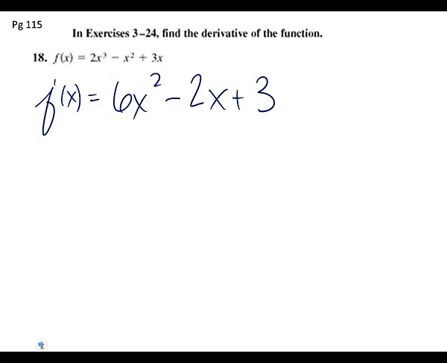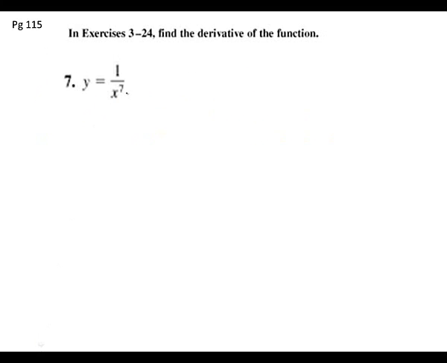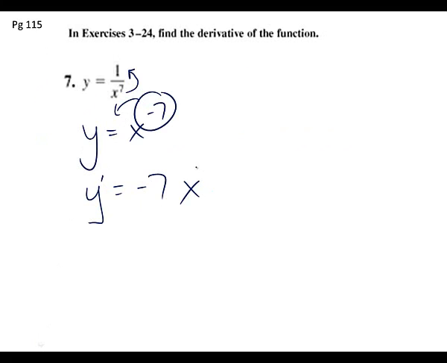Okay, next one. So, what do I need to do with this first? By making it what? Negative, and then we take and move it in front. So we've got y prime equals negative 7x to the negative 8, and then likely if that was multiple choice, you'd see it written like this as the answer.